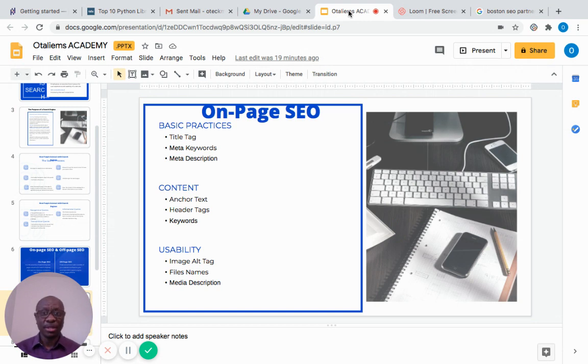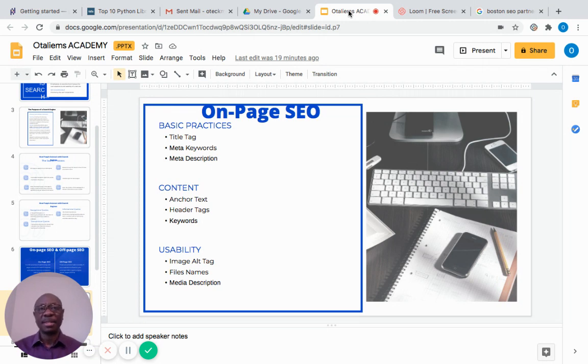So we're going to look at on-page SEO, because it is absolutely broad. So we're going to be looking at specific areas, things that you need to do on your website to make sure that your website is user friendly, is Google friendly, is search engine friendly. So I'm going to look at some of these components under on-page SEO.